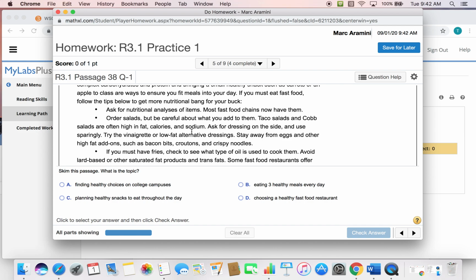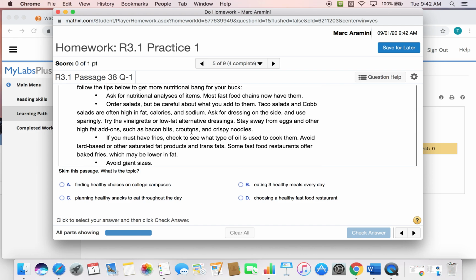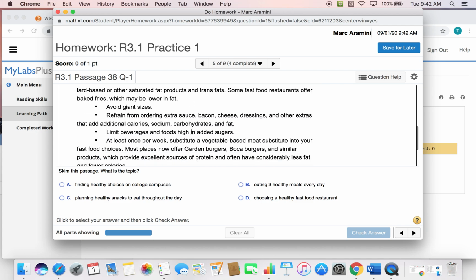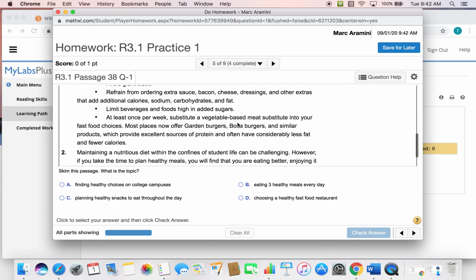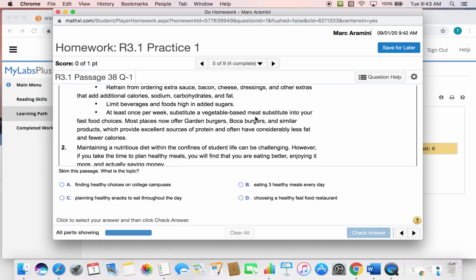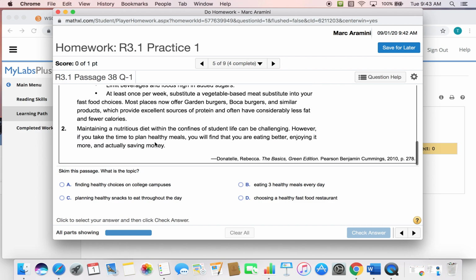As for nutritional analyses, most fast food chains now have them. Order salads. Be careful about what you add to them. Taco salads and Cobb salads are high in fat, calories, and sodium. I'm going to let you skim that one. If you must have fries, check to see what type of oil is used to cook them. Okay? Avoid giant sizes. Refrain from ordering extra sauce. Limit beverages. At least once per week, substitute a vegetable-based meat substitute. Maintaining a nutritious diet within the confines of student life can be challenging, right? However, if you take the time to plan healthy meals, you'll find you're eating better, enjoying it more, actually saving money. So this gives you a breakdown, right?